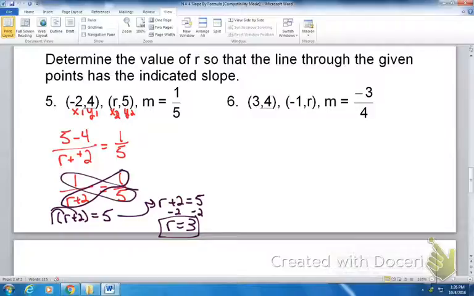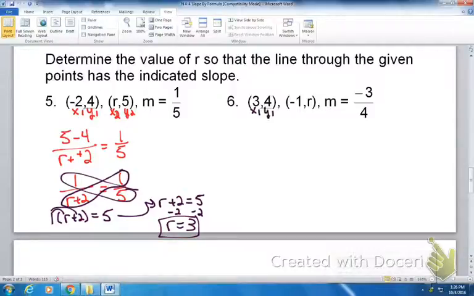So you're going to set it up as if they were numbers. You're going to do any arithmetic you can, which usually you'll be able to do either the numerator or the denominator, cross multiply, and then solve. Okay? It's a little trickier than normal, but you can still do it, I promise. Let's do the next one.